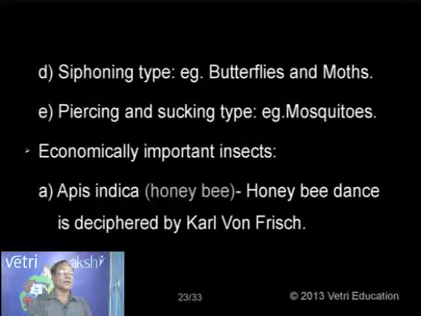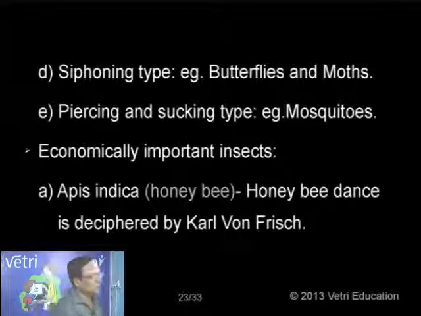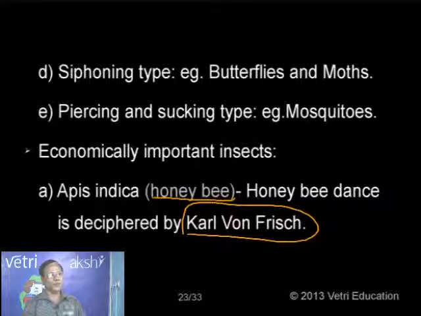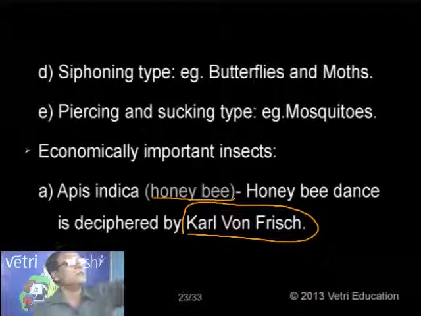The honeybee dance was first discovered by Karl von Frisch, and because of that he was awarded the Nobel Prize. The honeybee dance is for communication. They communicate where the honey is located, in which direction it is located, and how far it is. So that is about Apis indica, the honeybee dance.